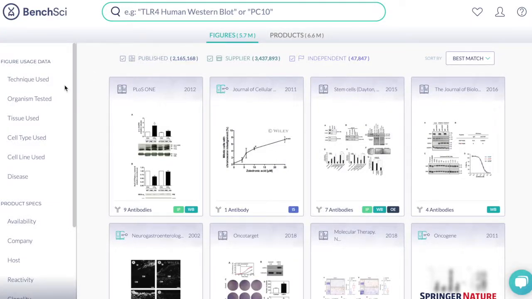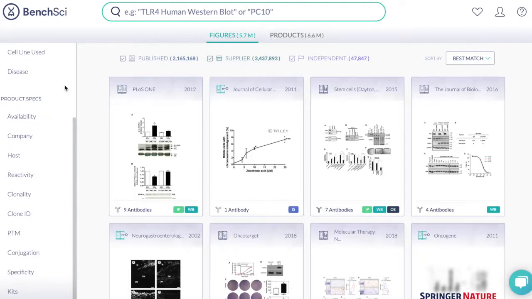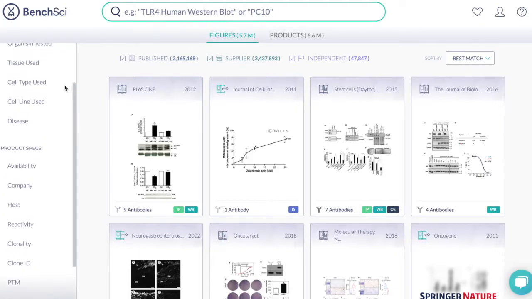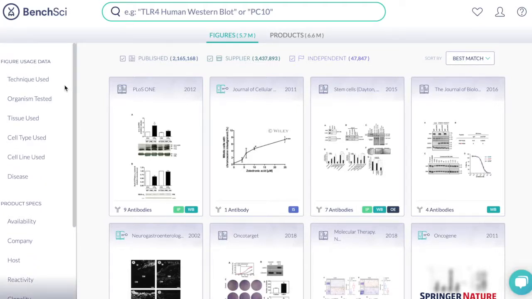On BenchSci, you can narrow down your results using our 15 different filters. This video will explain how each of our filters can be used to define your experimental context to help you find the best antibody for your experiment.